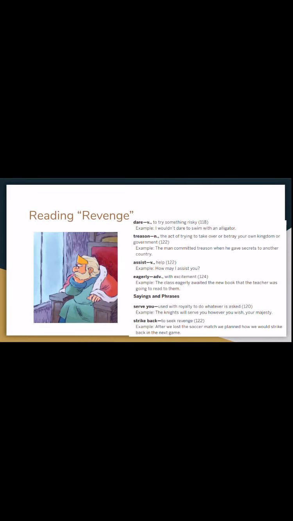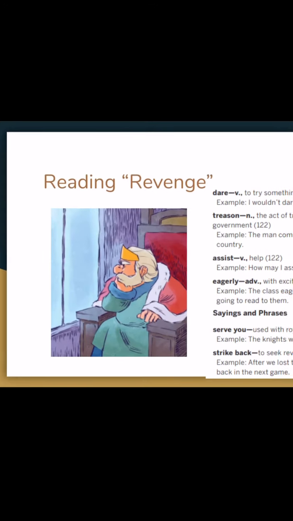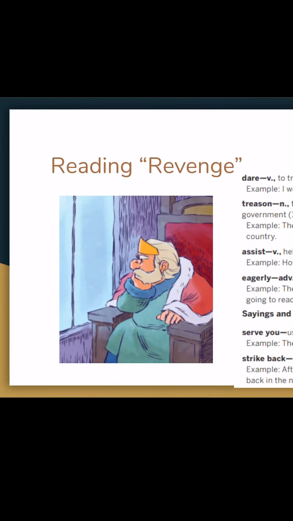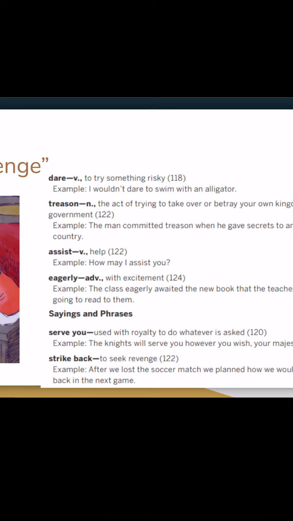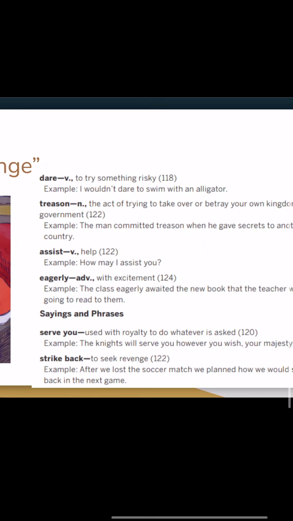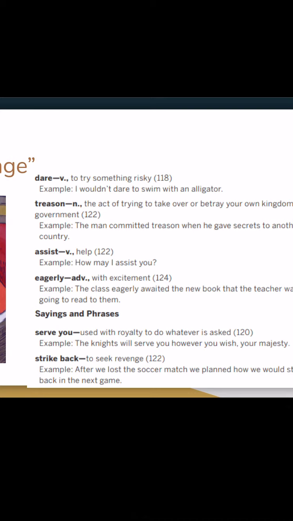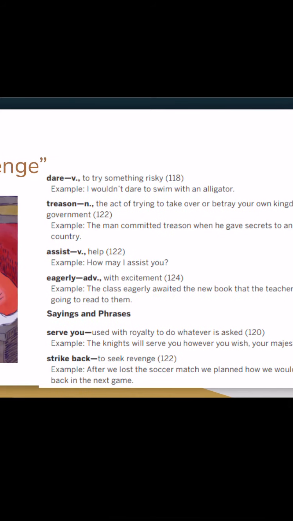Our new chapter called Revenge. What happened in our last chapter? Think about it. And revenge means to get back at somebody. Okay, so who might the king want to get back at? Let's look at our vocabulary words. We have dare. That is to try something risky. For example, I wouldn't dare to swim with an alligator. Next word is treason. That is the act of trying to take over or betray your own kingdom or government. For example, the man committed treason when he gave secrets to another country.